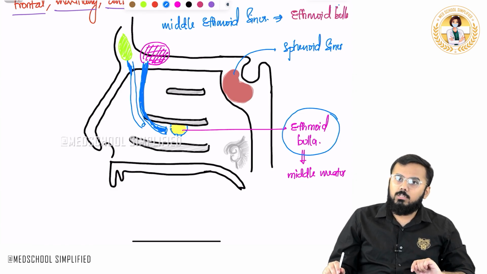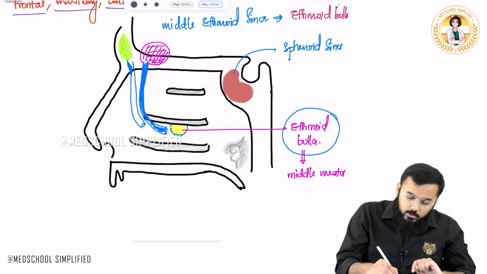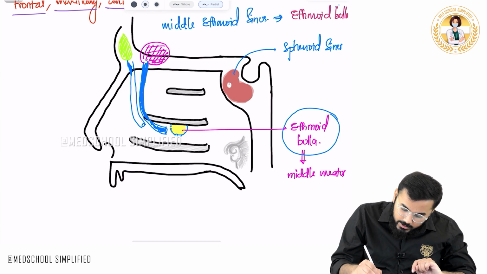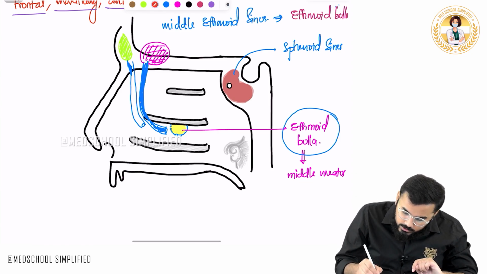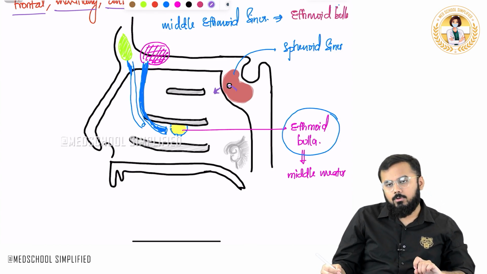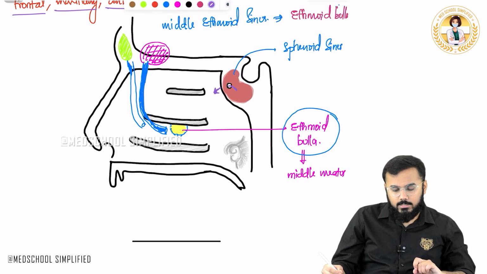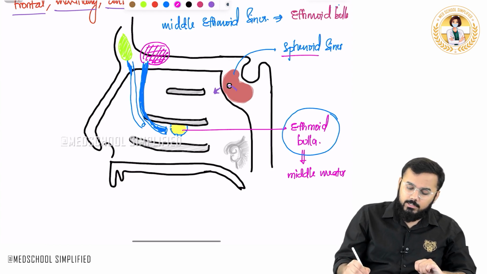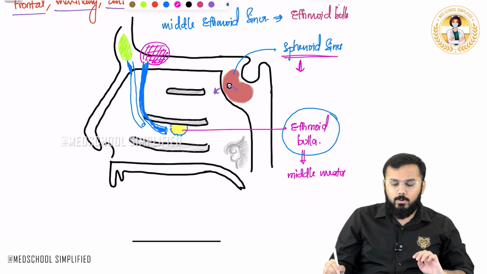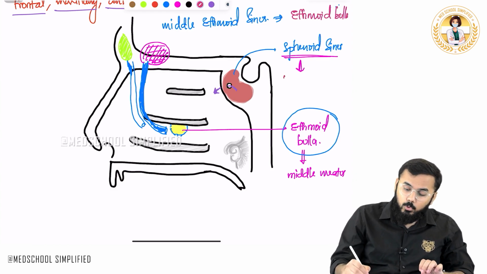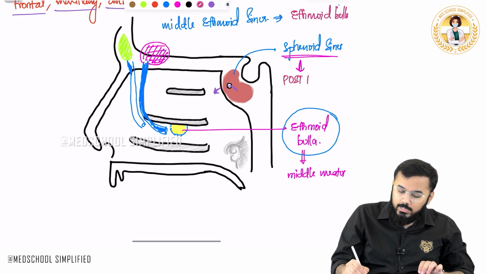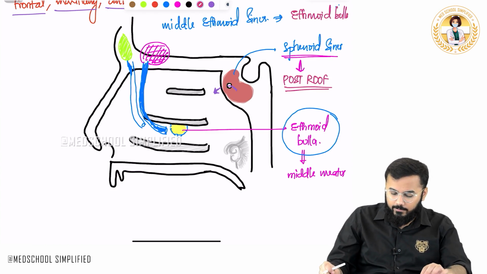Now, where does the sphenoid sinus drain? To look at that, you have to understand what opening is there over here. See, this is your sphenoid sinus. It is draining here. You see the arrow, right? This is how the sphenoid sinus is draining. Actually, where is it draining? You have seen the arrow, but you don't know where it is draining. It is draining into the posterior roof of your nasal cavity.